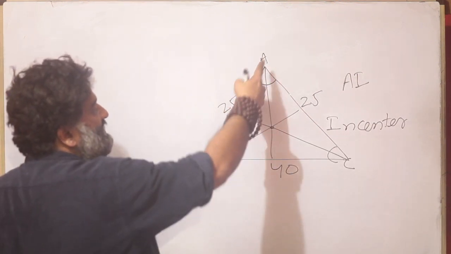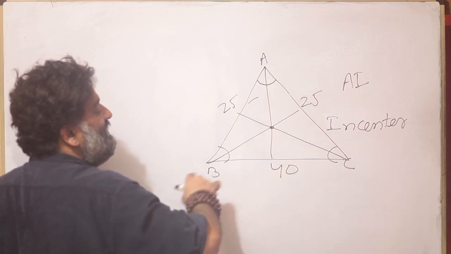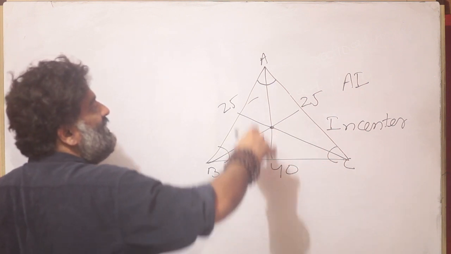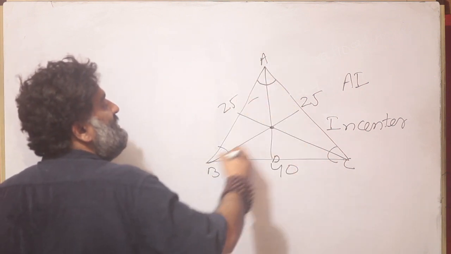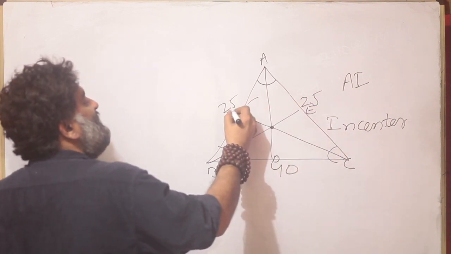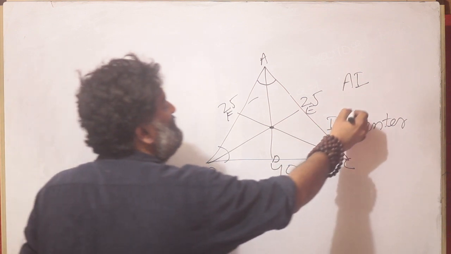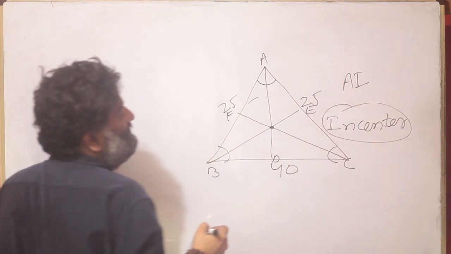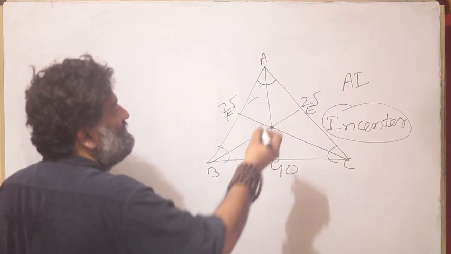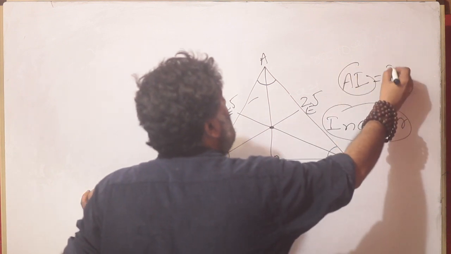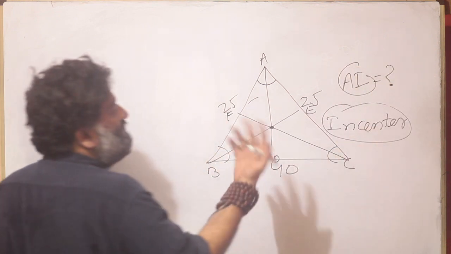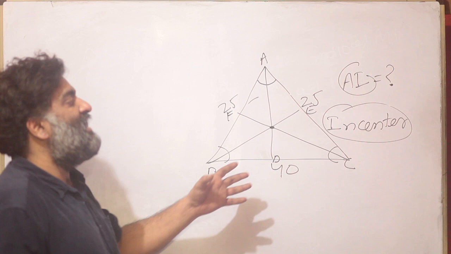Triangle ABC, AB and AC are both 25 and BC is given as 40. Furthermore, AD, BE and CF are angle bisectors and they meet at this point. We know this point is known as the incenter. And the question is, what is the length of AI? So we're looking at incenter, we are thinking of angle bisectors.